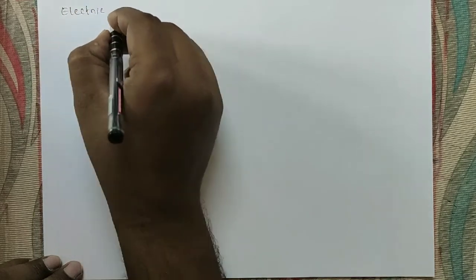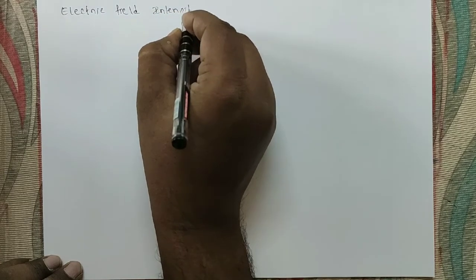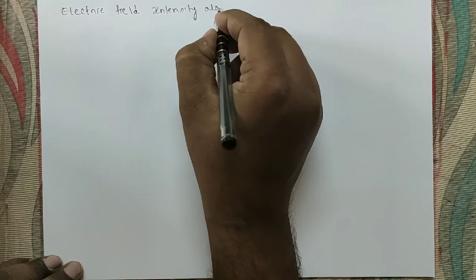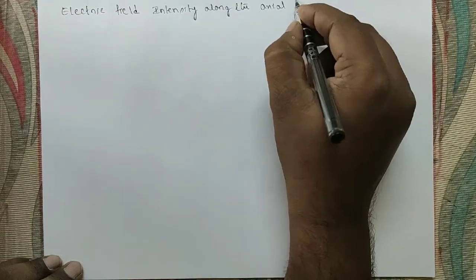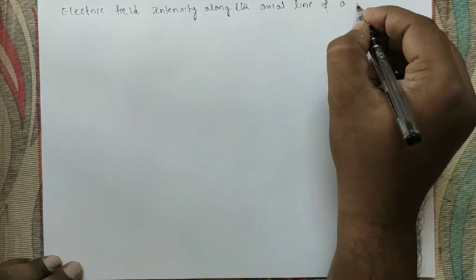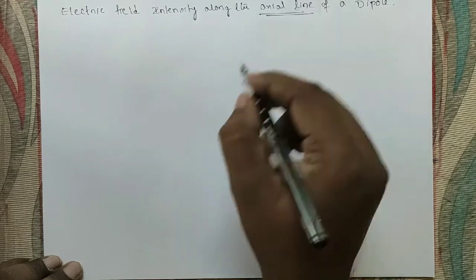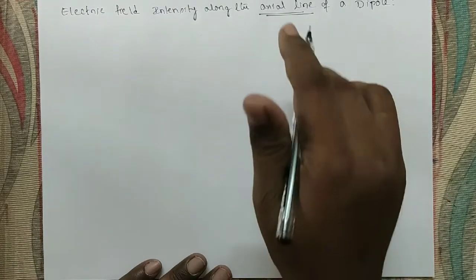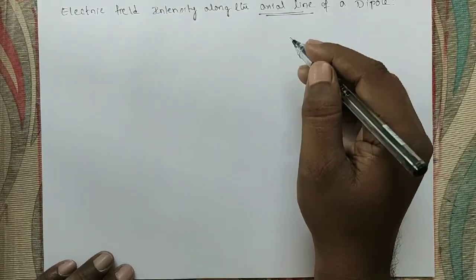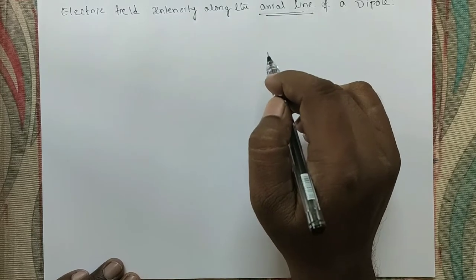Electric field intensity along the axial line of a dipole. See, along the axial line. First you have to understand, dipole means you would know already. Axial line means the line which is passing through both the charges, that is called the axial line.